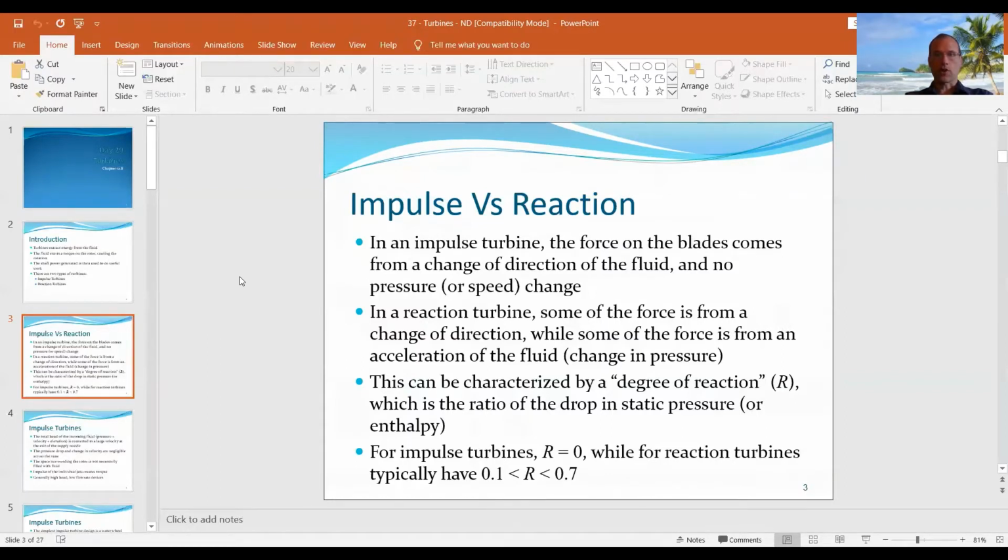So there's something called the degree of reaction, capital R, which is the ratio of the drop in static pressure or enthalpy. So again, if I have a velocity change, that's going to lead to a pressure change. For an impulse turbine, I have no velocity change and therefore no pressure change in the fluid. And so for an impulse turbine, the R value is 0. For reaction turbines, I do have a change in velocity and therefore have a change in pressure. So typically, R values for that are between 0.1 and 0.7.